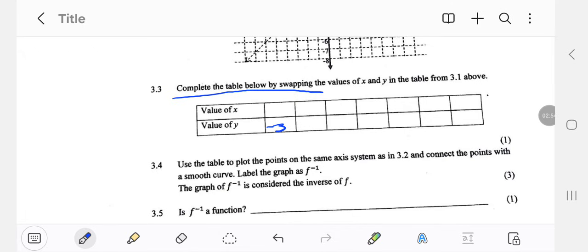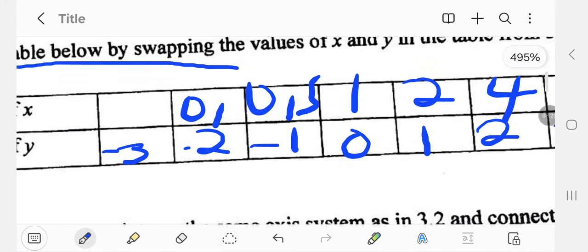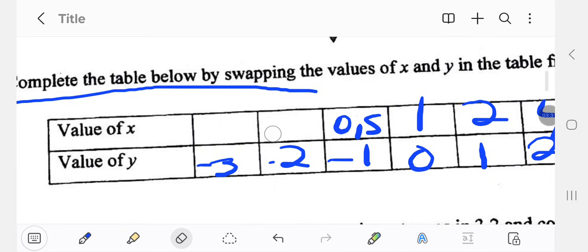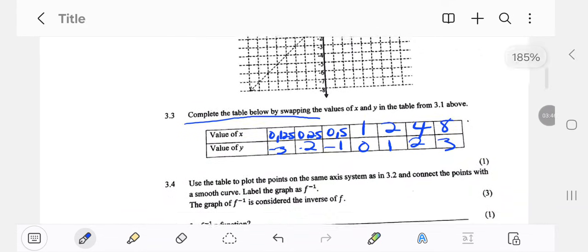Minus 3, minus 2, minus 1, 0, 1, 2, 3. Along with that we have 8, we have 4, we have 2, we have 1, we have 0,5, 0,25, 0,125. Later the value, I got 3.4.